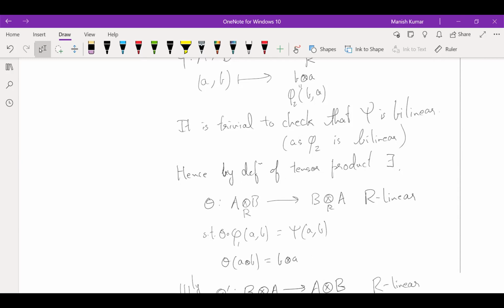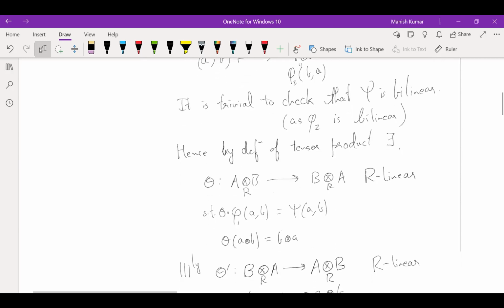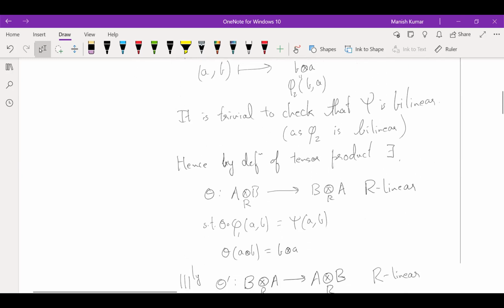it maps, so b tensor a is generated by these guys. So it is going to be surjective. Injectivity will be tricky, so one has to try to do something. But another way is to give an inverse map. The whole thing is sort of symmetric.